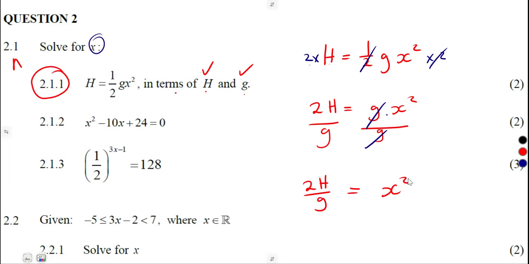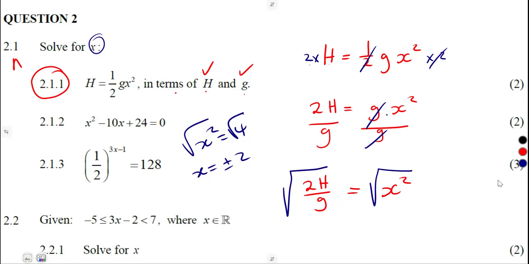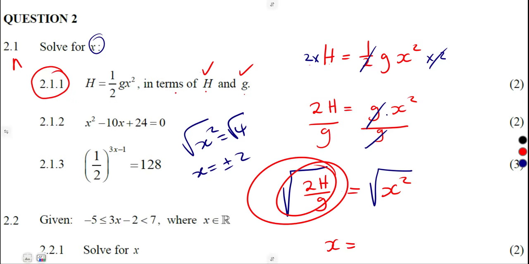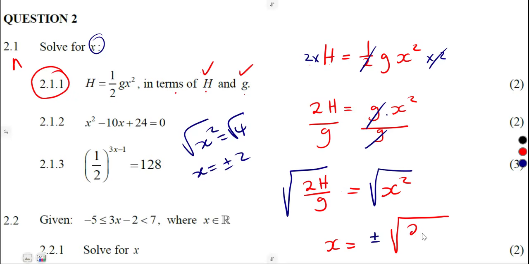So it's x squared. Just like x squared is equal to 4, you introduce the square root, and x is equal to plus or minus 2. It's the same thing. We introduce the square root on both sides of our equation. So we are going to have x equal to this one. Whatever we're going to have here, we know the answer is going to be plus or minus. So we can indicate that the answer is plus or minus the square root of 2h over g.